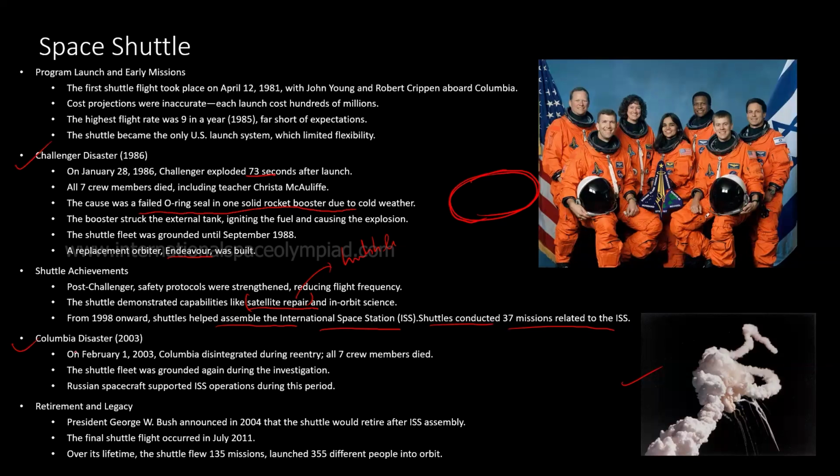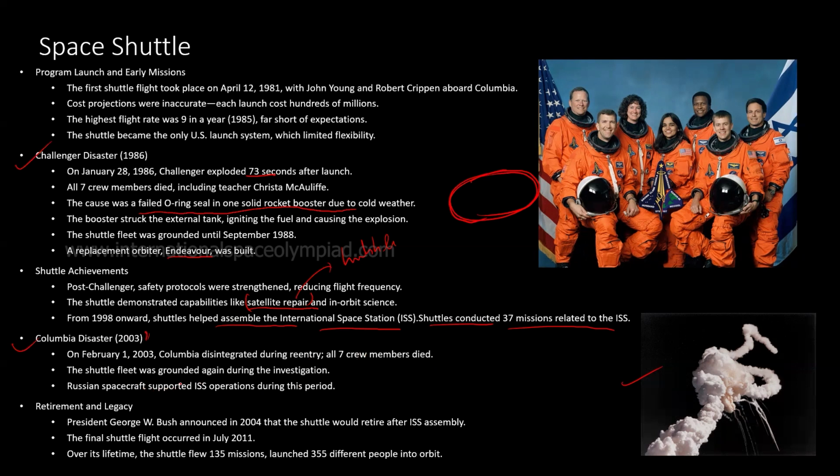Then comes 2003. This I remember from when I was in school, I was in 7th standard. On February 1, 2003, Columbia disintegrated during its re-entry. All 7 crew members died, and the shuttle fleet was grounded again during the investigation. The issue was with the heat tiles.